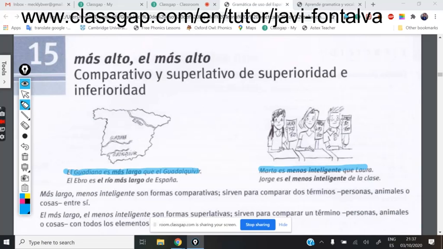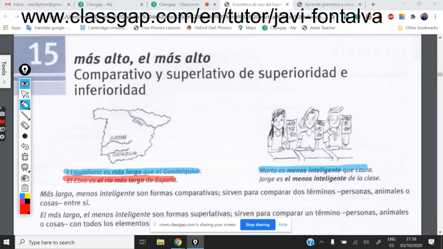As simple as that. Now, let's take a look at the superlative, the one that basically is the most, blah, blah, blah. Pretty much the same as before. So now we're going to do that in red, for example. So this one is superlative. El Ebro es el río más largo de España.